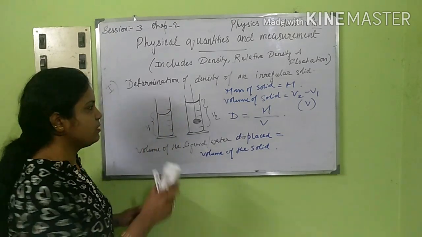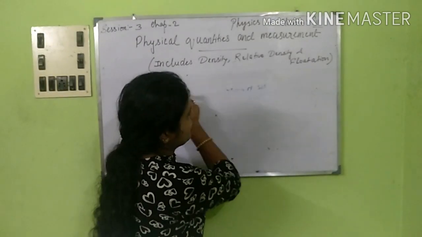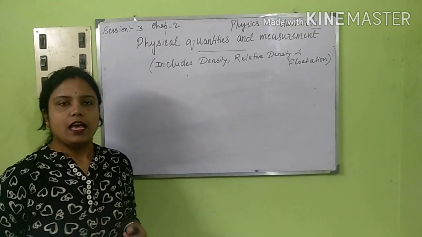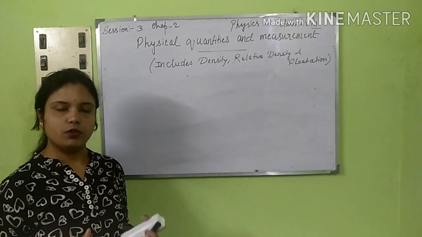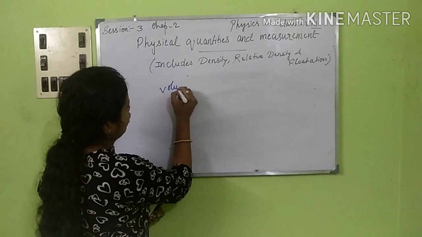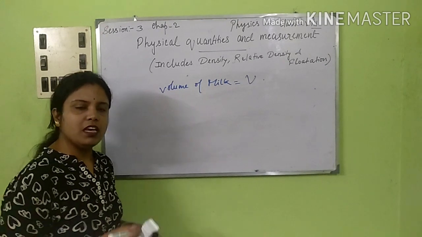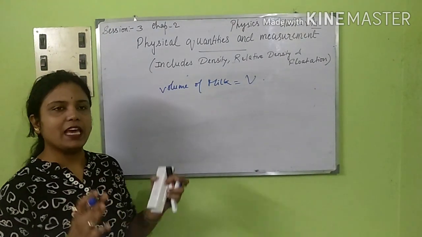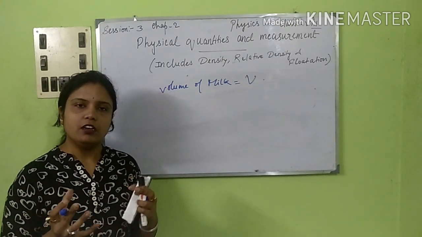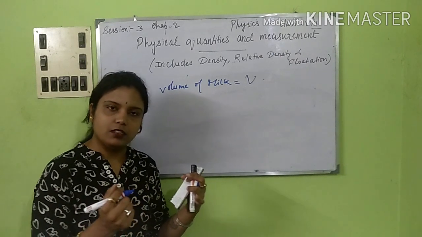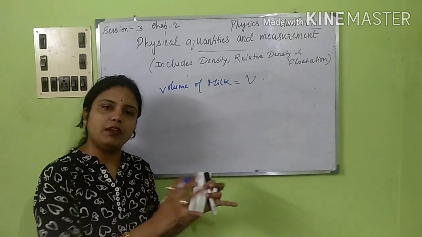Now next, suppose let's take milk. As we are taking milk, suppose we know the volume of the milk. Suppose it is capital V. Now you are taking this milk in a beaker. Before you take that milk in a beaker, first measure the mass of the beaker in a common beam balance.